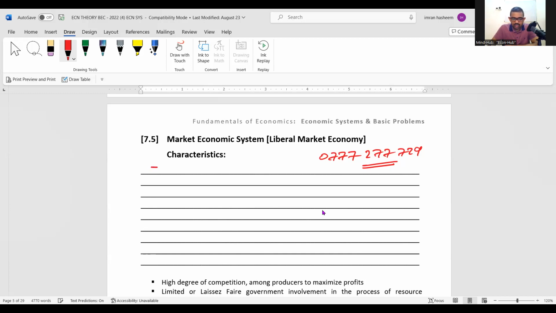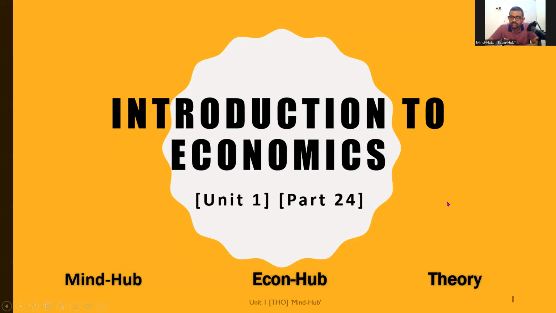Right, we have identified certain characteristics of a market economic system. So let's start with that. I'm going to go to the slides now, or the virtual whiteboard. Okay, right. I'm going to go through a few slides. I'm not going to explain anything, just a visual recap of what we did from 1.21 up to 1.23.